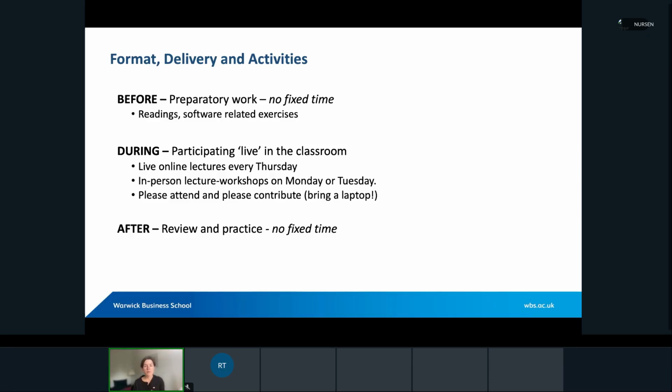There might be some software-related exercises that you need to complete before coming to the workshops. This will also help you to build on your skill set and identify the potential improvement areas that need specific attention. All of these will be posted on the module page. I recommend you check the module page every day, every morning or every night, so that you can catch up with the announcements.